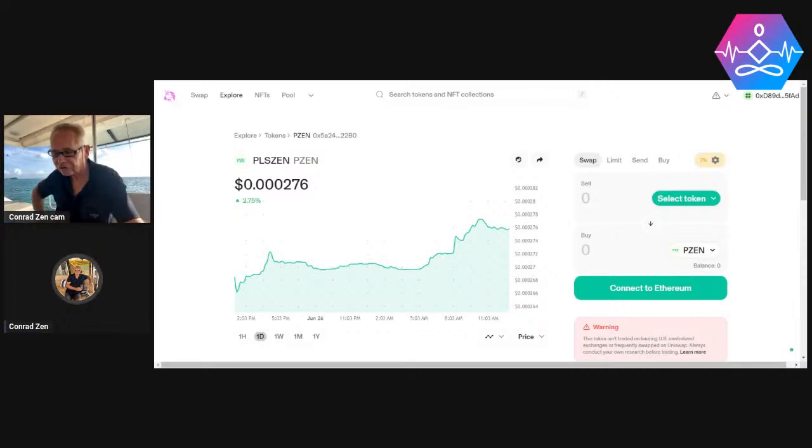Well, one traditional way would be to take your Pulse Zen that you bought on Ethereum, bridge it across onto Pulse Zen, and voila, you've just increased your holdings in Pulse Zen. But how about this? What about being a bit smarter? What you can do is, instead of joining a liquidity pool on Pulse Chain, you could also join a liquidity pool on Pulse Zen on Ethereum.